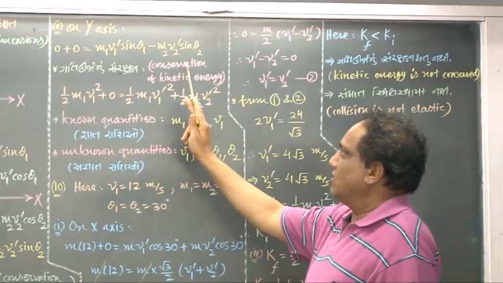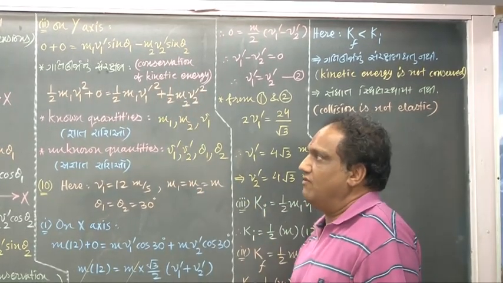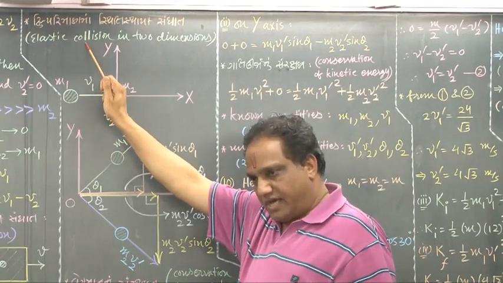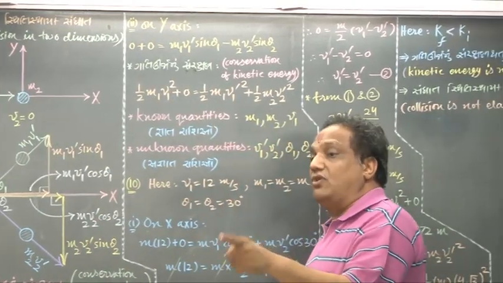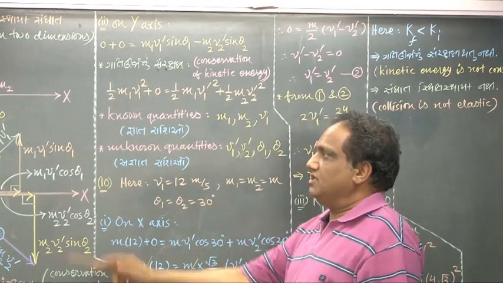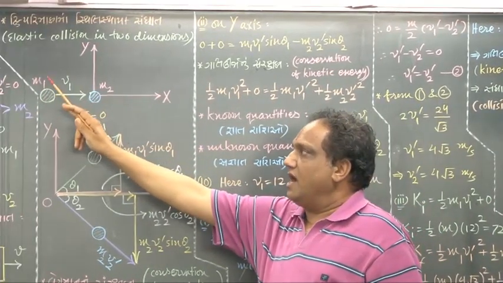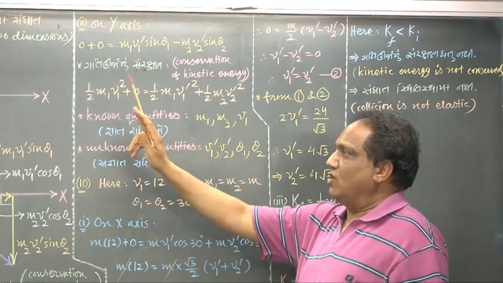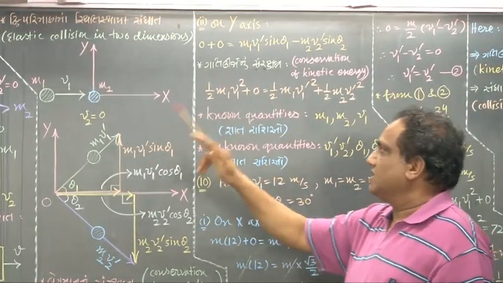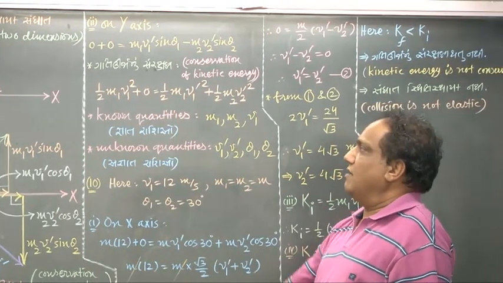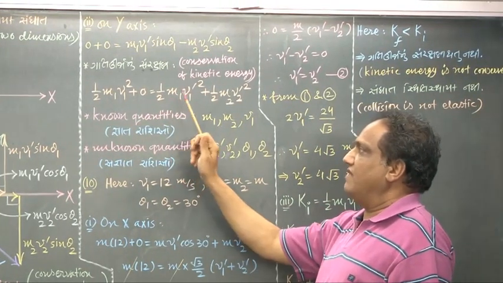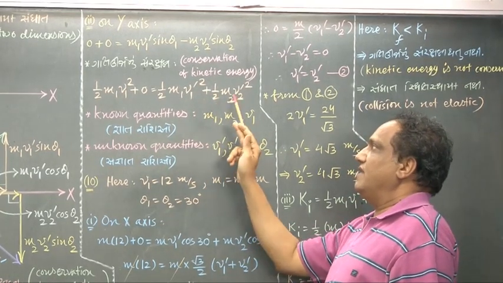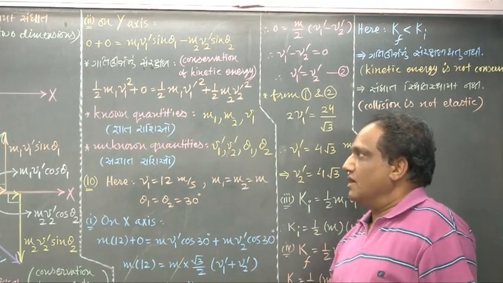And now apply conservation of kinetic energy. You can do that because you are talking about an elastic collision. So initial kinetic energy should be equal to final kinetic energy. What is the initial kinetic energy for the first body? Half m1 v1 square. And because the second body was initially at rest, it had no kinetic energy. The final kinetic energy of the first body is half m1 v1 dash square. The final kinetic energy of the second body is half m2 v2 dash square.